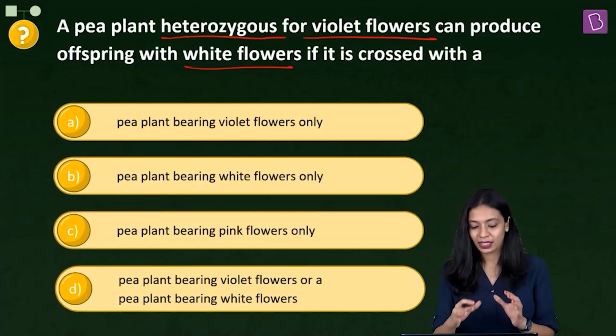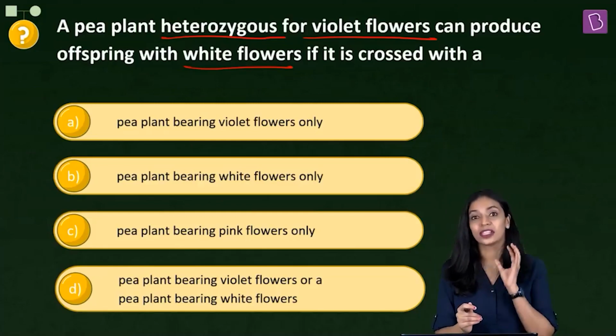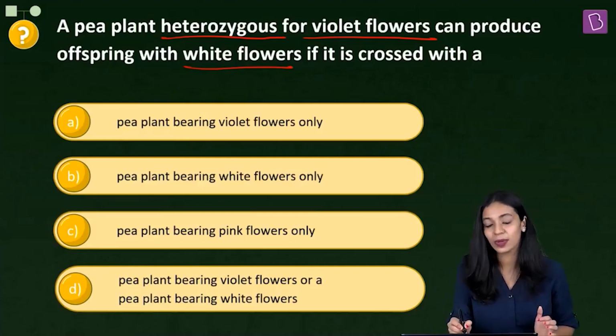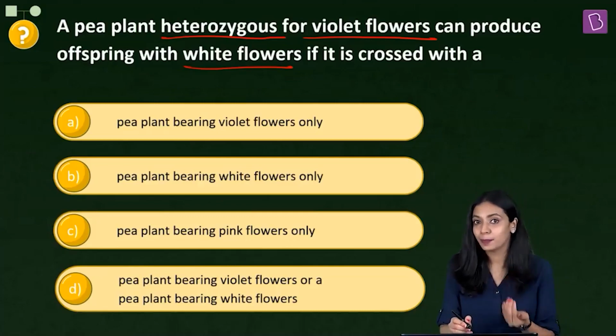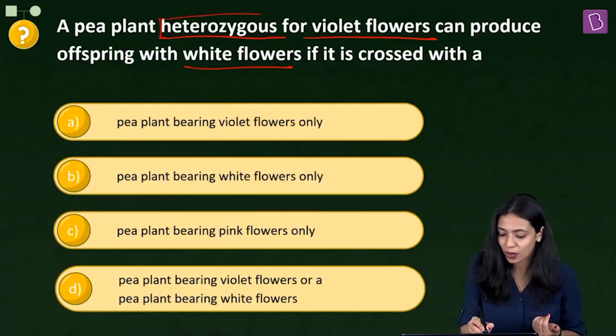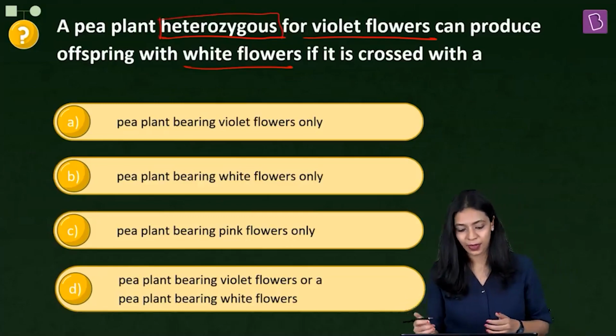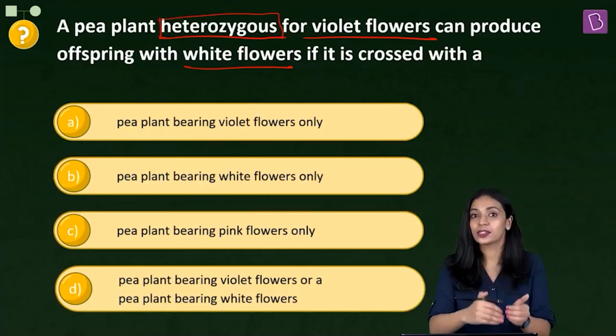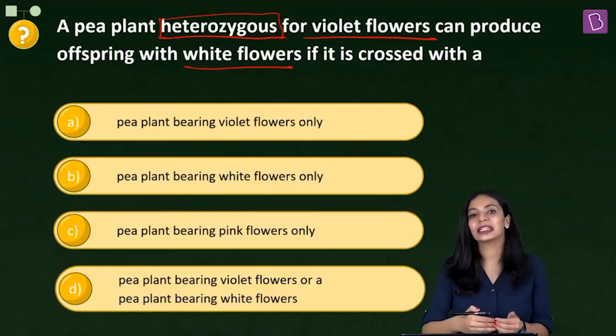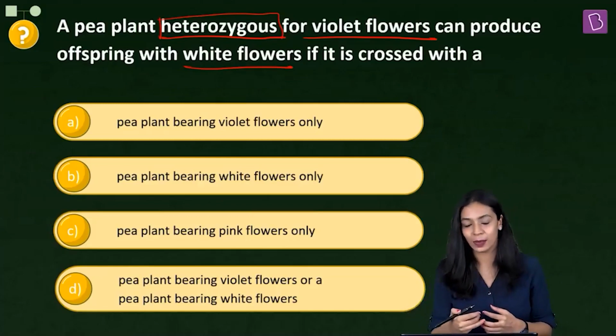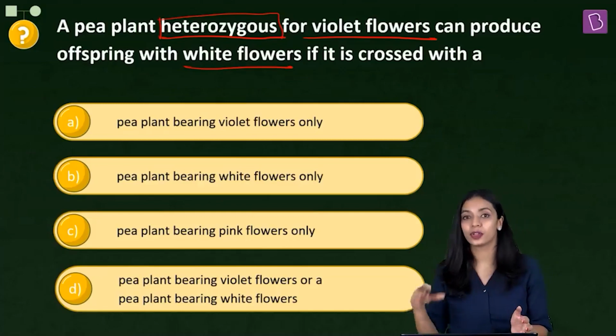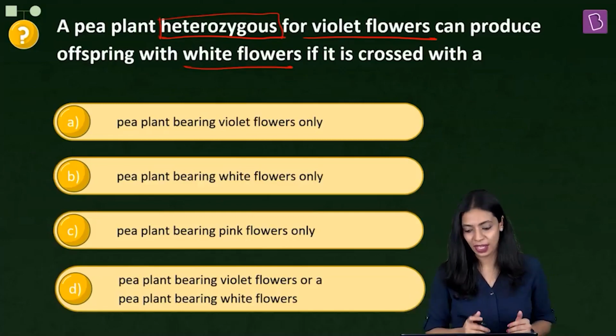So in the question, we are given a plant. This plant is said to have violet flowers, and it is also given that that particular plant is heterozygous for flower color. So in order for this plant to produce offspring that produces white colored flowers, what kind of plant should it be crossed with? So that is what we are asked.